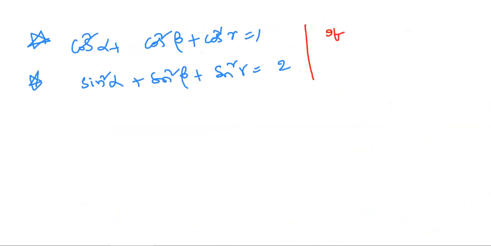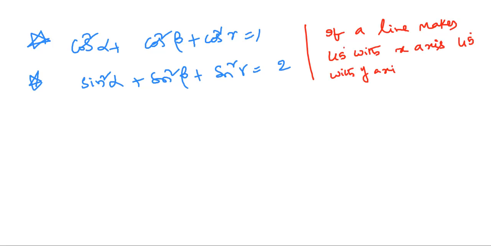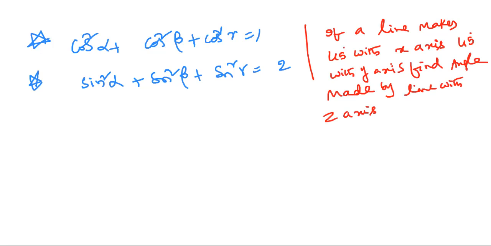Okay, so if a line, for example, makes 45 degrees with the x-axis and 45 degrees with the y-axis, find the angle made by the line with the z-axis. Okay, let us take this question.